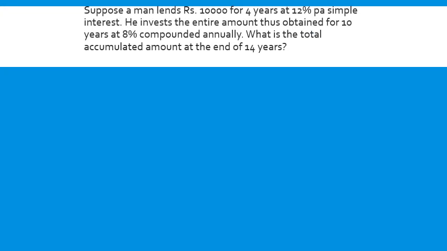Next problem is, suppose a man lends rupees 10,000 for 4 years at 12% per annum simple interest. He invests the entire amount thus obtained for 10 years at 8% compounded annually. What is the total accumulated amount at the end of 14 years? This is the problem. Okay, let us solve this problem.